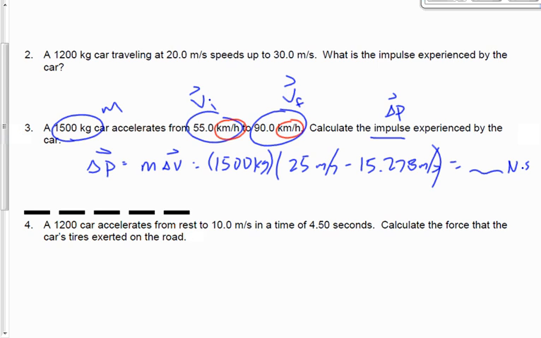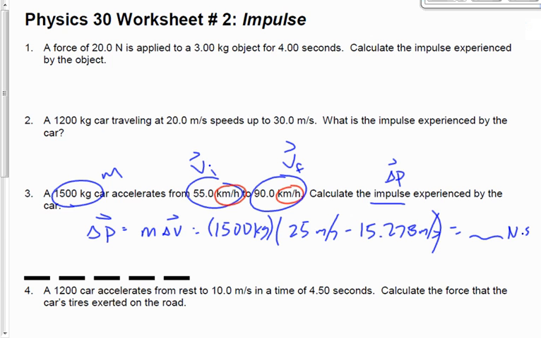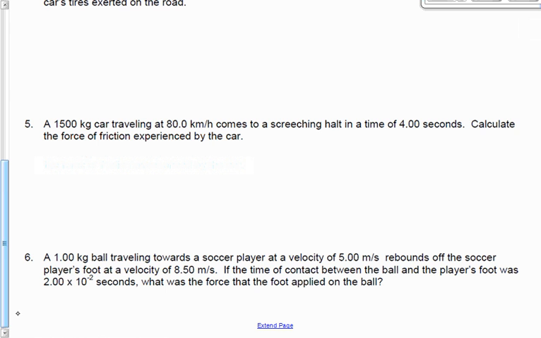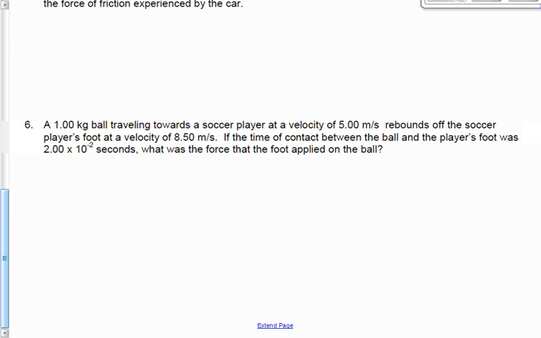All right, number 6. This is the one that I like. Number 6. And I'm not surprised that we struggled with this a little bit. A 1 kilogram ball traveling toward a soccer player at a velocity of 5 meters per second rebounds off the soccer player's foot. This one jumps out at me. Rebounds. Why is it important to know that it rebounds, that it comes in one way, goes out the other way? Why do I want to draw attention to that with my red circle or my ugly highlighter? It's a change in direction. And when there's a change in direction, there's a change in sign. Something's going to be positive, something's going to be negative.